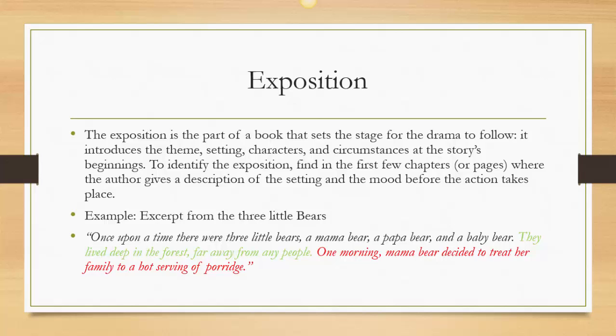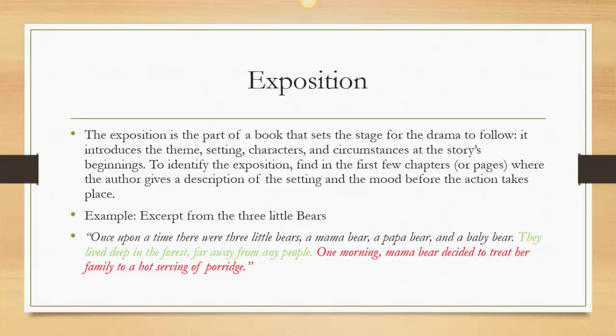The exposition is the part of a book that sets the stage for the drama to follow. It introduces the theme, setting, characters, and circumstances at the story's beginning. To identify the exposition, you would usually find it within the first few chapters of a novel or the first few pages or paragraphs of a shorter story. And the exposition is where the author gives a description of the setting and the mood before the action takes place. An example that I have here is an excerpt from the short story The Three Little Bears.